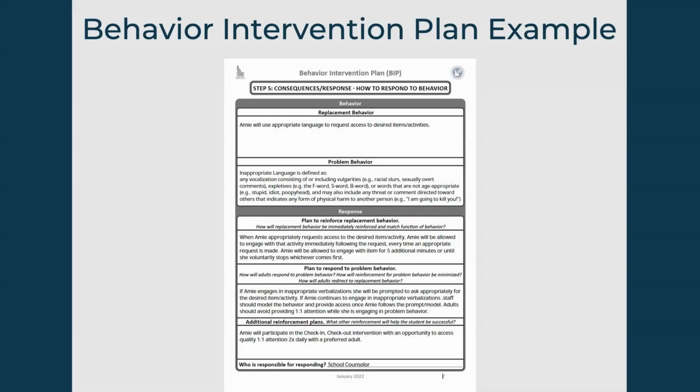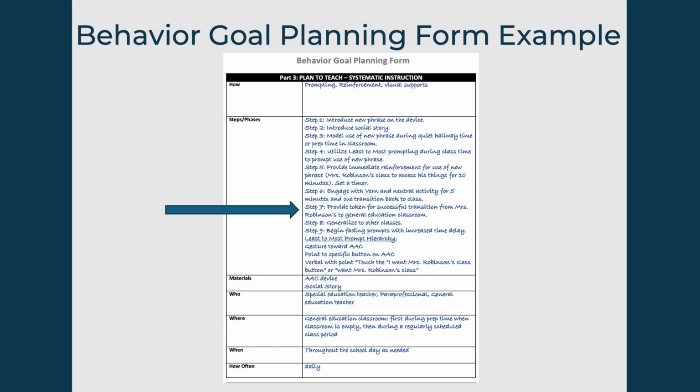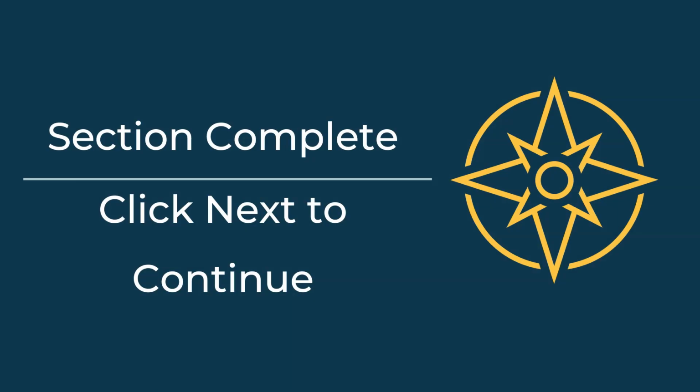For the main part of this month's assignment, you'll complete the response section of Step 5 in the Behavior Intervention Plan. Use what you've learned in this module to clearly describe how adults should respond to the behavior in a way that is supportive, consistent, and aligned with the overall plan. As you complete Step 5, Response, be sure to use the TATE rubric to guide your responses. The second monthly assignment focuses on Part 3, Plan to Teach, systematic instruction in the Behavior Goal Planning Form. You will complete the reinforcement section within the Steps Phases area. Be sure to review the reinforcement rubric for the Behavior Goal Planning Form to make sure all required components are clearly addressed. Learning Objective 4 complete. Click Next.